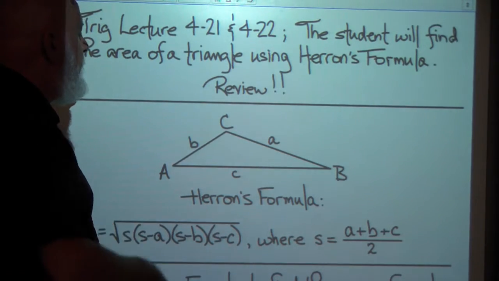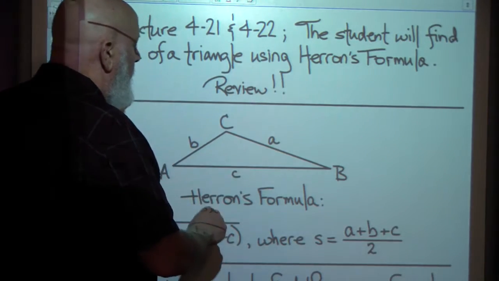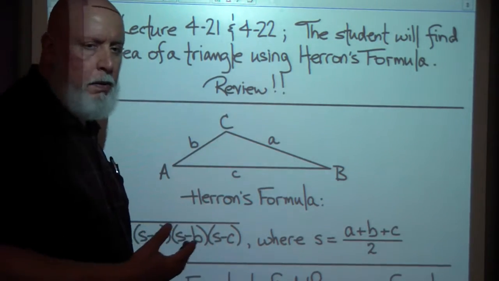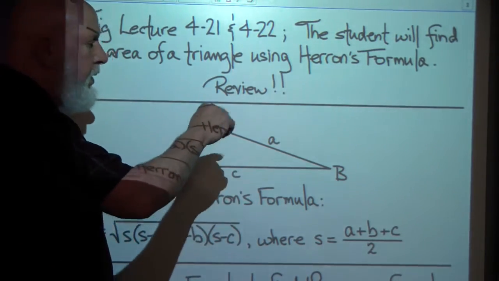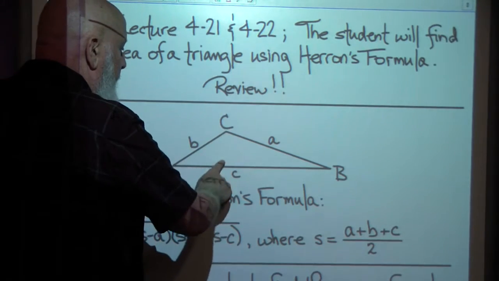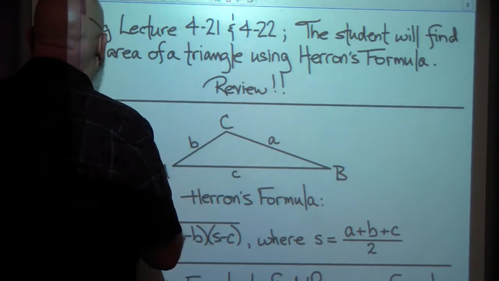We use this when we know the sides of a triangle and we don't know the height of the triangle. Otherwise, we could just use area as 1/2 the base times the height. If we don't know the height, we can go ahead and use Heron's formula.